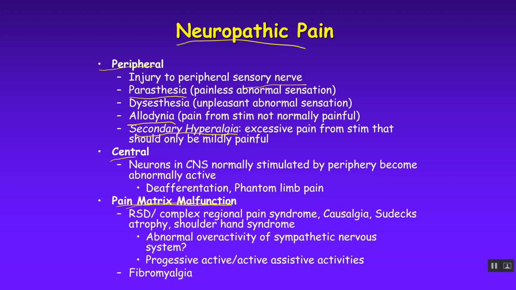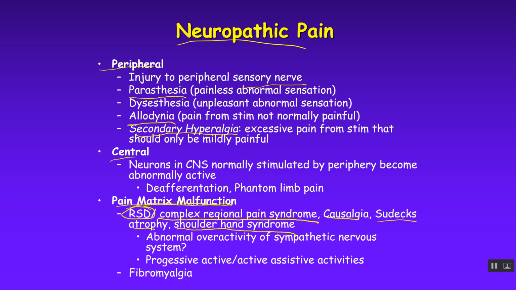If you hear the term reflex sympathetic dystrophy, which is RSD, that's the old term we used to call this. The new term is complex regional pain syndrome, okay? Older terms than even reflex sympathetic dystrophy are causalgia and Sudeck's atrophy. All these are somewhat interchangeable terms. If it just happens in the shoulder and hand, they call it shoulder-hand syndrome, but it's really just a form of complex regional pain syndrome.